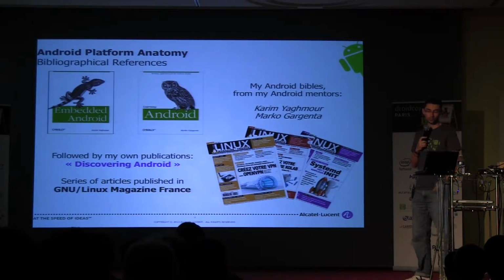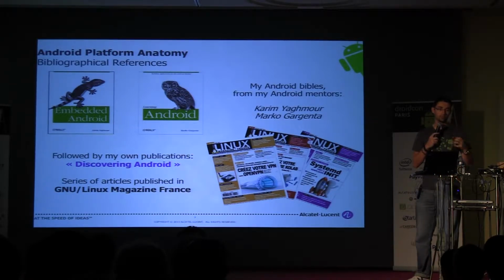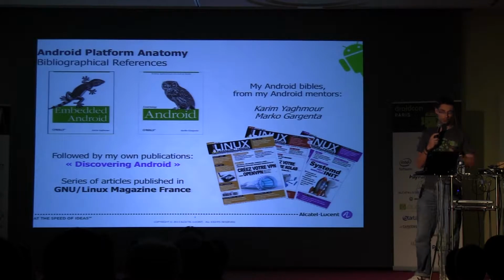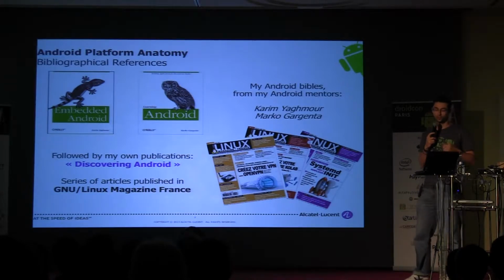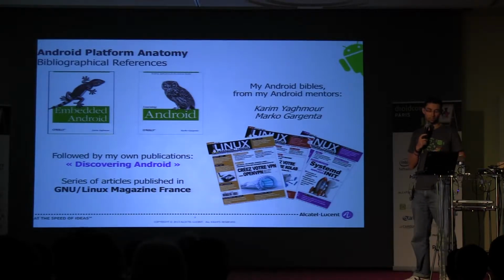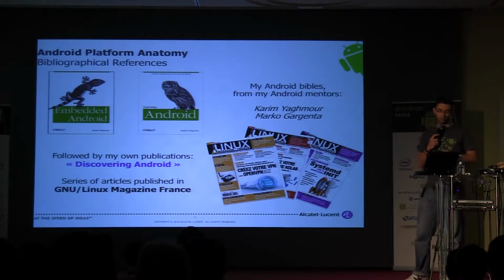A few references. If you are pretty new to Android application development, I really recommend you read the Learning Android book from Marko Gargenta. This is a really great book that covers the whole application architecture of Android, how to design applications, what the activities, services, content providers are, and so on. If you're more into the deeper levels of Android and want to know what's under the hood, then you may have a look at the Embedded Android book from my friend Karim Yaghmour. This is a really nice book that covers all the basics about Android and the internals of the system.